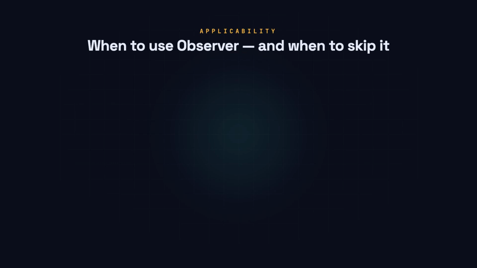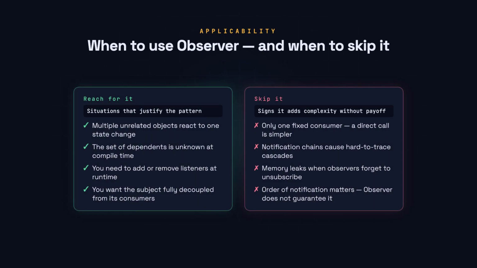Use observer when you genuinely have multiple independent consumers that need to react to the same state, especially when that set of consumers may grow or change at runtime. Skip it when there is only one consumer. A direct method call is clearer and far easier to trace in a debugger. Also watch out for two classic pitfalls. Notification cascades, where one observer's update triggers another subject, creating a chain that is very hard to follow. And memory leaks, where an observer holds a reference to the subject, but never unsubscribes, preventing garbage collection.